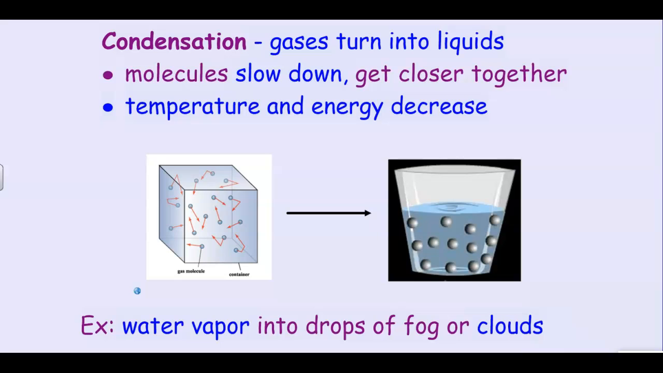Now we're going to take in lower temperatures and slow the molecules down. So starting at a gas, we can think of condensation as gas molecules turning into liquids. When the molecules slow down, they get closer together. There's some forces that draw them together. However, they're able to flow. Temperature energy is decreasing, and water vapor in the air will condense into fog or clouds.